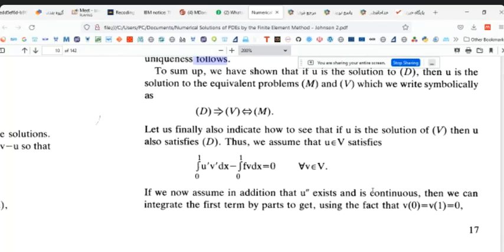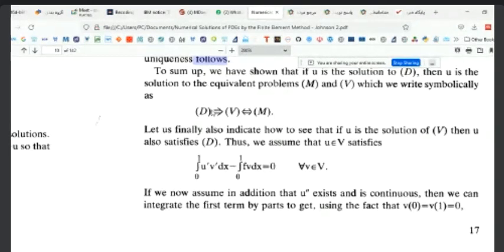What we have shown here is that the solution of D is the solution of V, and we didn't show that the solution of V is also a solution of D, because instead of solving D, we want to solve V or M, because there are some benefits when we want to solve a variational or minimization problem compared to the differential equation.